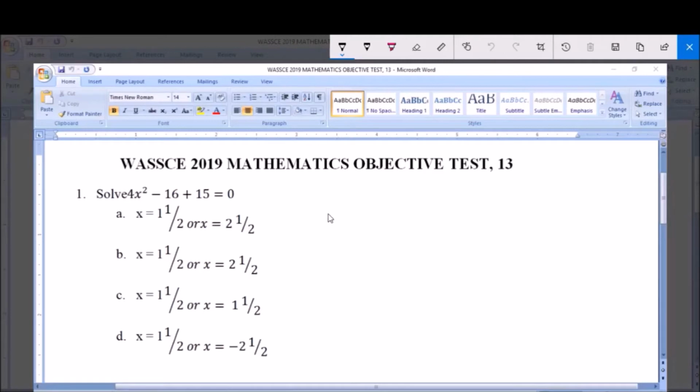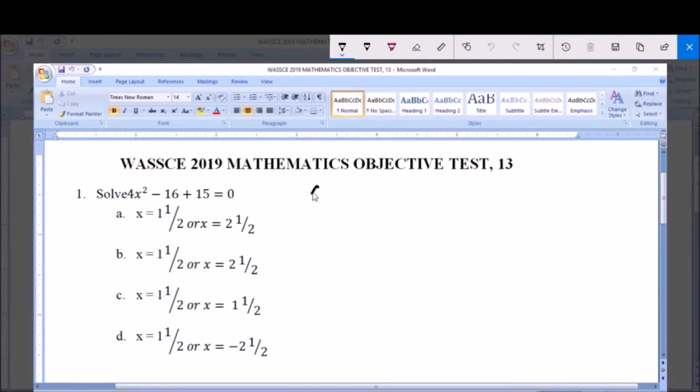The answers say: A, x equals 1 whole number 1 over 2, or x equals 2 whole number 1 over 3. B says x equals 1 whole number 1 over 2, or x equals 2 whole number 1 over 3. Then x equals 1 whole number 1 over 2, or 1 whole number 1 over 2. And x equals 1 whole number 1 over 2, or x equals minus 2 whole number 1 over 3.